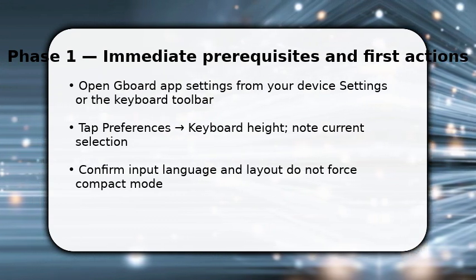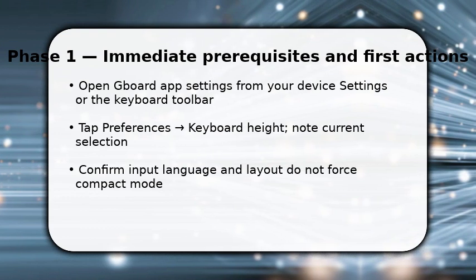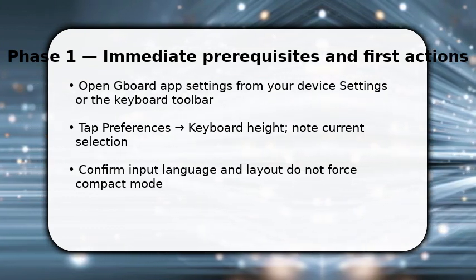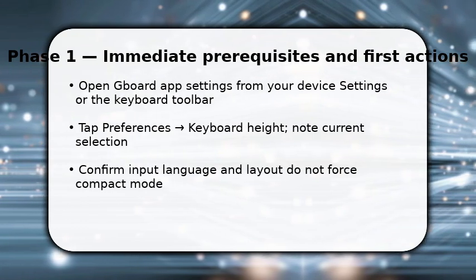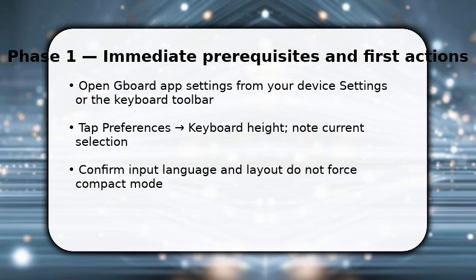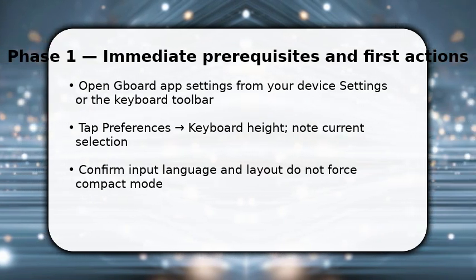Once done, go to Preferences and locate keyboard height. You adjust from default to tall or custom to increase size, because height directly controls touch target area and visibility. So changing it first often fixes the small keyboard issue immediately.